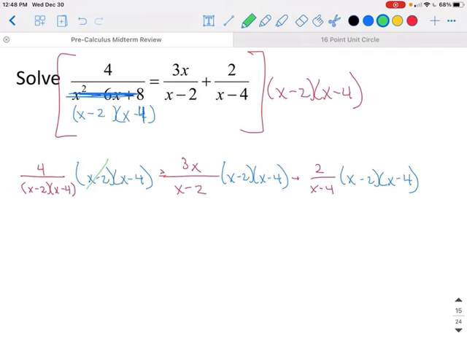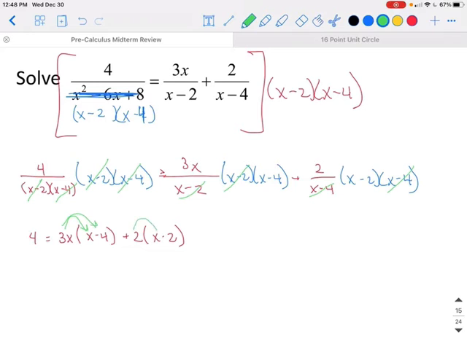Now we can see what we can cancel. I have an x minus 2 here and an x minus 4. Both of those things are going to cancel. Here my x minus 2's will cancel, and here the x minus 4's will cancel. So this will leave us with 4 is equal to 3x times x minus 4 plus 2 times x minus 2.